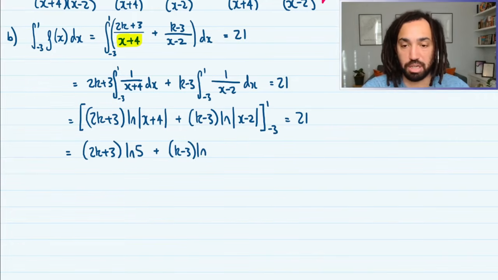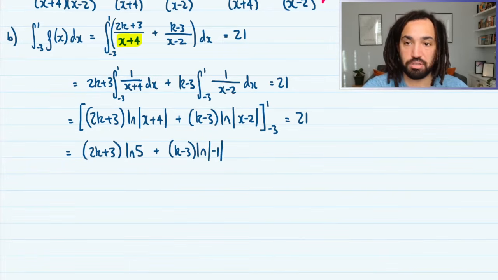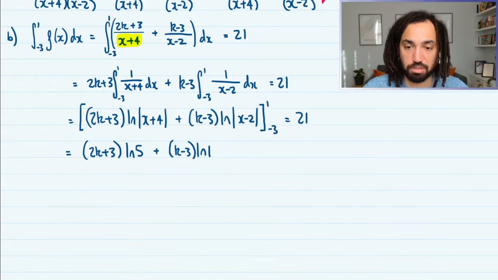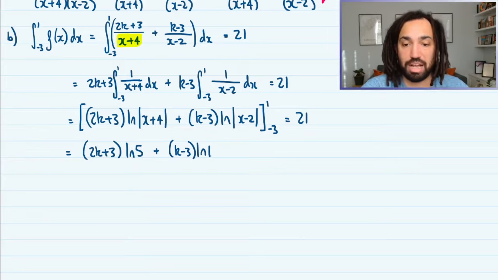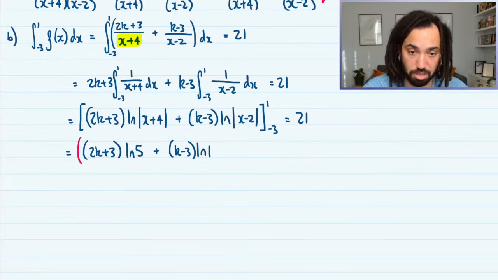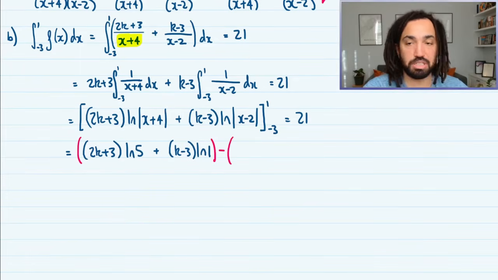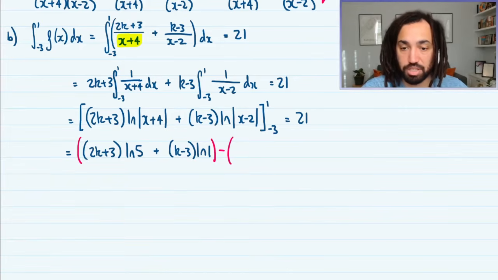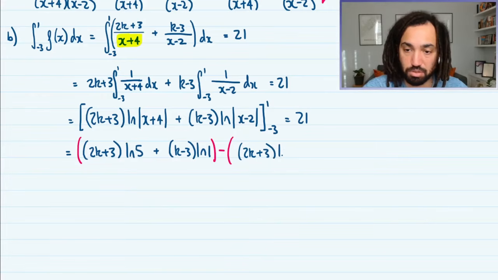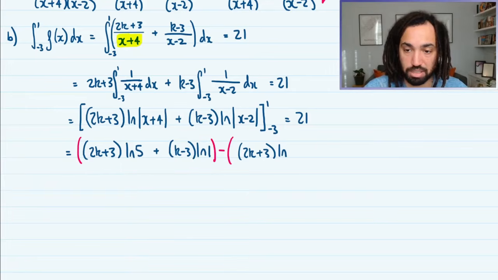1 minus 2 is minus 1. But because of the modulus sign, we can turn this into just ln of positive 1. So this just becomes ln of positive 1. And then that's the first limit substituted in. So I'll put a red bracket around those, because then we're minusing the second limit, which is when we sub in minus 3. So this is 2k plus 3 lots of ln minus 3 plus 4 is 1. So that's ln 1.